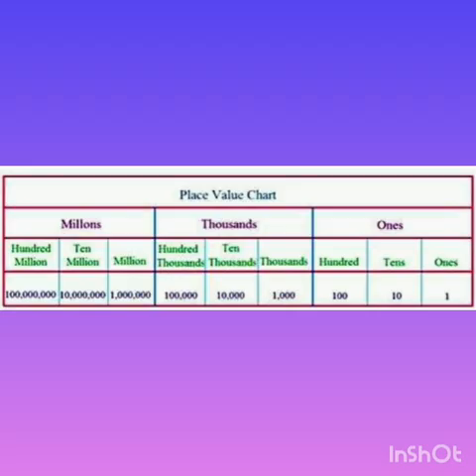In the international number system, we have three columns. One is of ones, thousands and millions. Now in the ones column we have ones, tens and hundreds place. In the thousands column we have thousands, 10,000s and 100,000s, and in the millions column we have millions, 10 millions, 100 millions. You can see here there is a difference between the Indian and international number system place value charts.